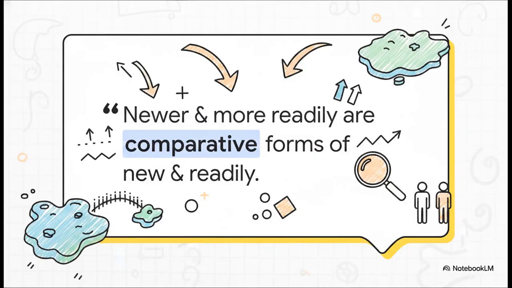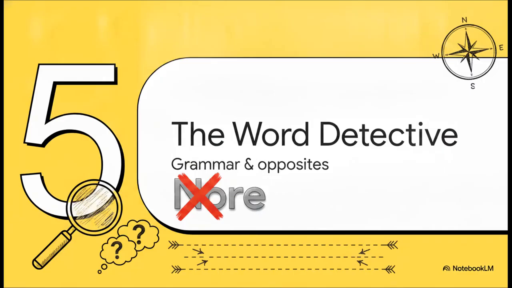Okay, let's shift gears and look at that grammatical island. Newer and more readily are the comparative forms of new and readily. Here, the word acts as a literal label for words that have been actively altered. You're either adding an ER to the end of the word or slapping a more onto the front of it. And we do this specifically for the purpose of comparing two things. This leads us perfectly into Section 5, the word detective, rules of grammar and opposites.